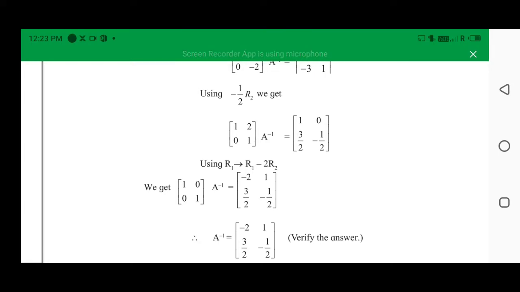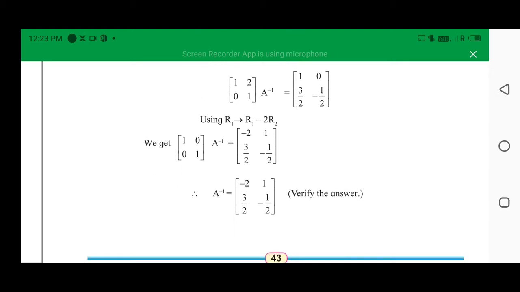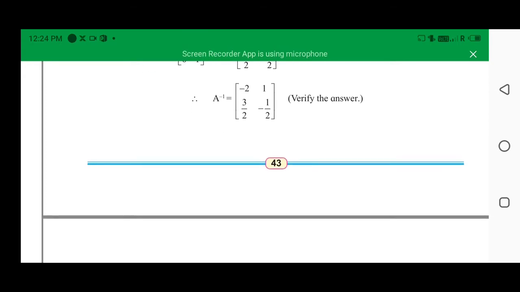A inverse is equal to minus 2, 1, 3 by 2, minus 1 by 2. So A inverse is equal to minus 2, 1 and 3 by 2 and minus 1 by 2. So this is an example of a matrix of order 2 cross 2.